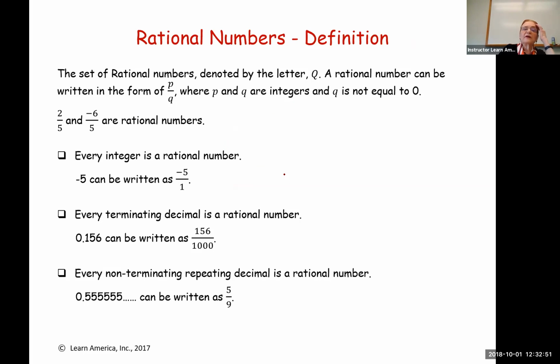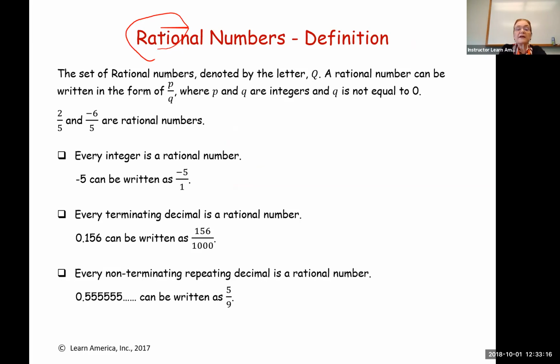Now, we spoke before about what the set of rational numbers were: numbers that could be represented as ratios, hence the term ratio in rational numbers, and that they could be denoted by the letter Q, which reminds us Q for quotient. A rational number can be written in the form of a quotient, p over q, where p and q are integers, and of course q can't be equal to 0 because you can't divide by 0.